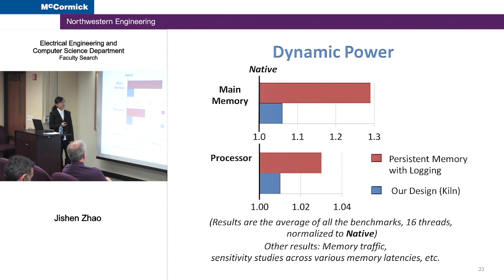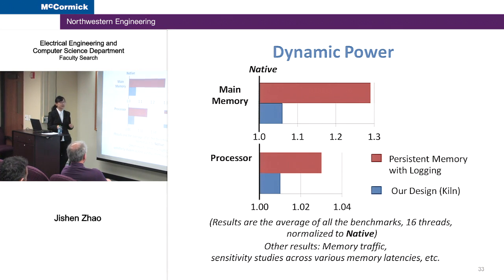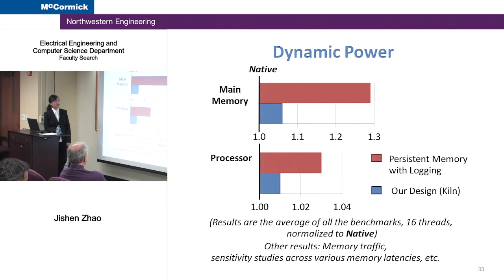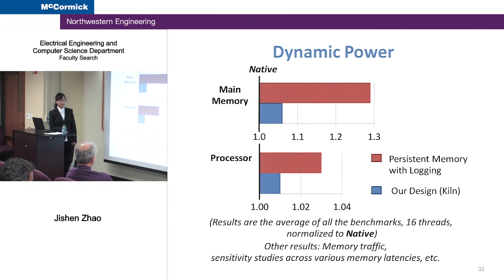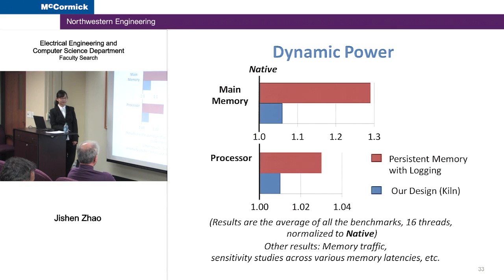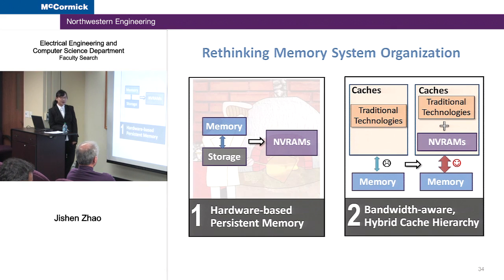We also evaluate dynamic power, because our multi-versioning mechanism can reduce the memory traffic by a great deal. So we can improve the dynamic power of the system as well. So above is the story of our persistent memory design.